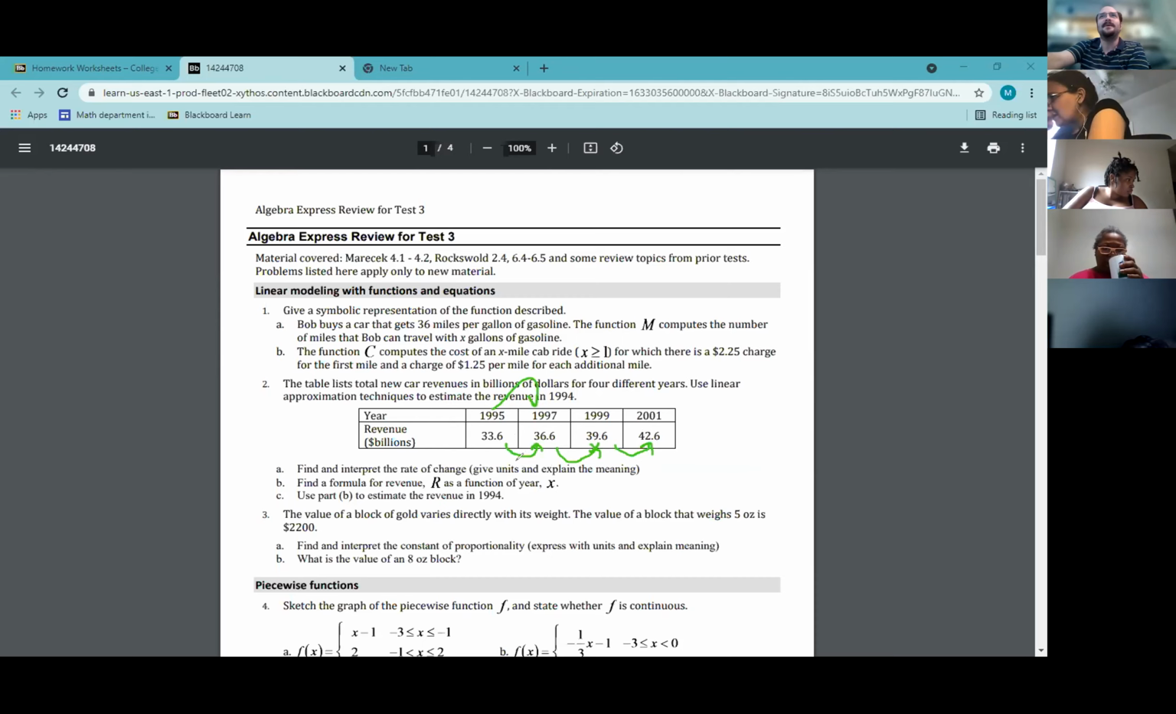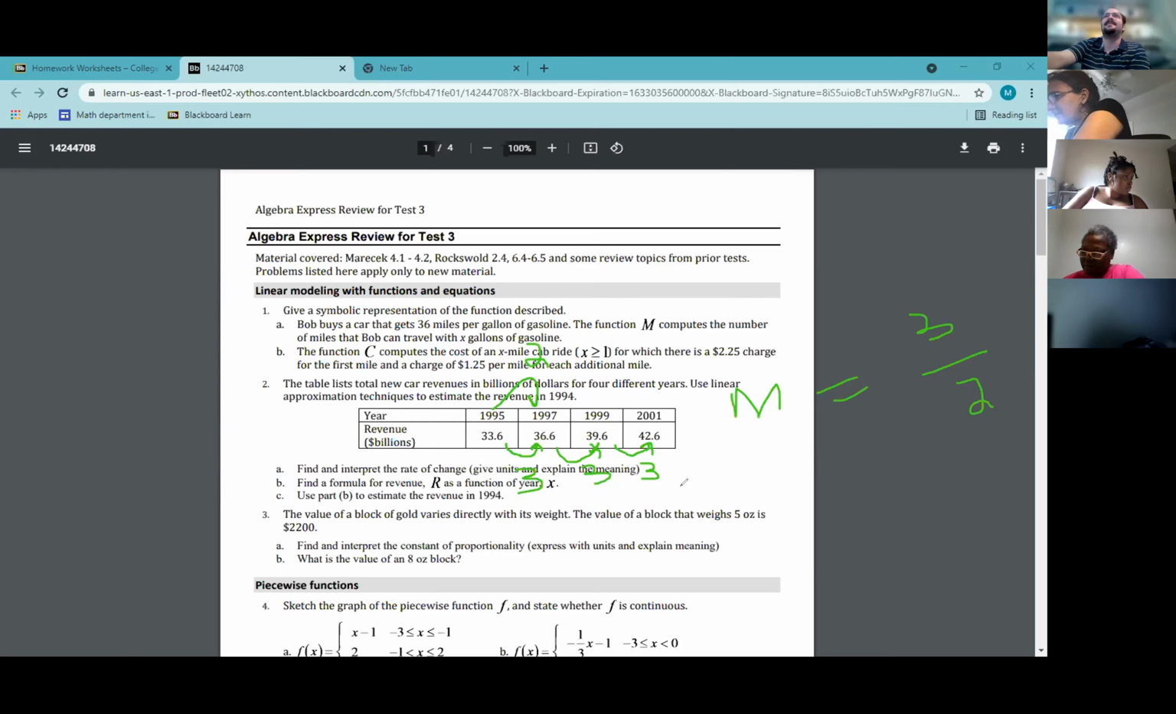So part A asks about the rate of change. If we're looking here, I believe these are each going up by 3, and these are each going up by 2. Yeah, it's 3 over 2. They're basically asking for your slope, which is 3 over 2. And they want to find a formula for the revenue.